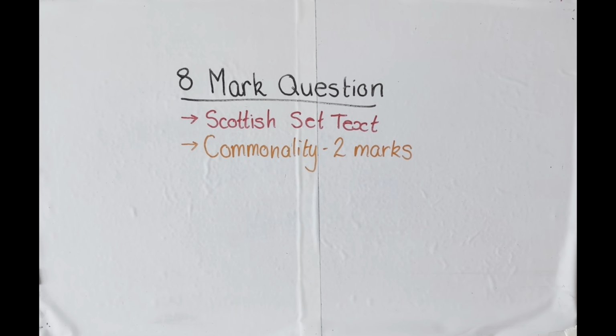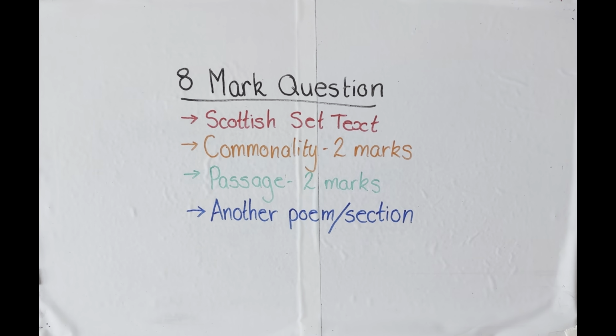Out of that, 2 marks are for identifying areas of commonality. So that's just things that the passage has in common with another part of the text or another poem with regards to the question. You get 2 marks for quoting and explaining from the passage, and you get 4 marks for quoting and explaining from another part of the text or from another one of the poems that you have studied. It depends what it is you did for your Scottish set text.